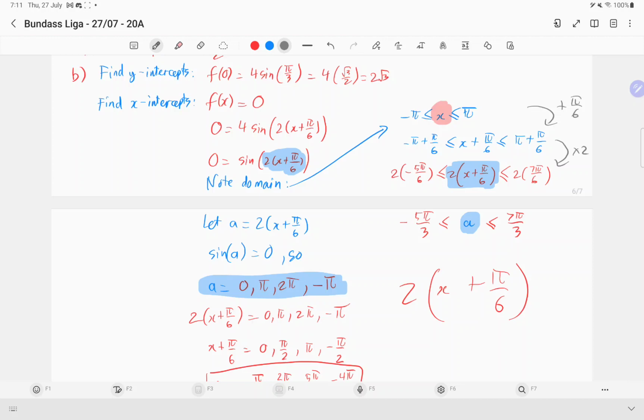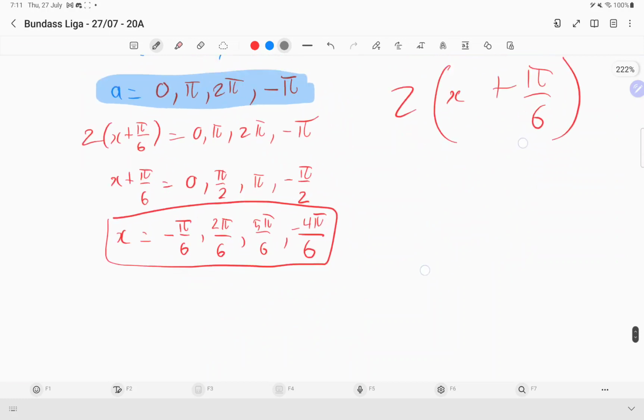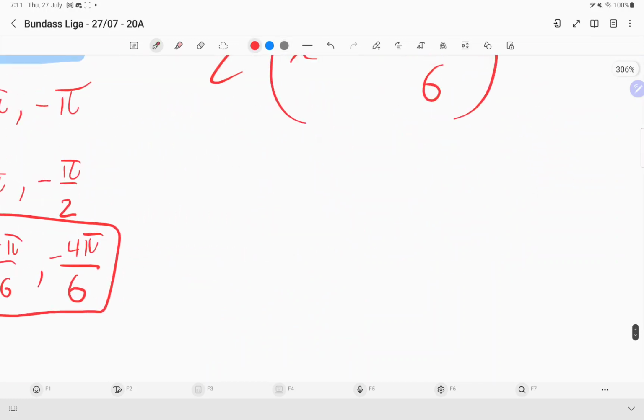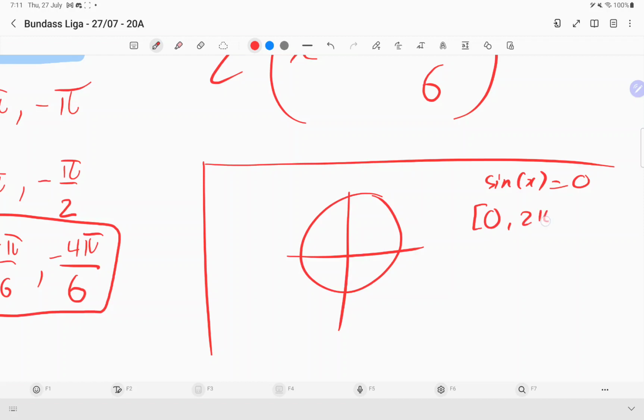I'll give you a slightly different explanation, Emily. Let's say we solve sine x equals 0, and the basic domain is from 0 to 2 pi. Then you would have 3 answers, which are 0, pi, and 2 pi. So x would be 0, pi, 2 pi.